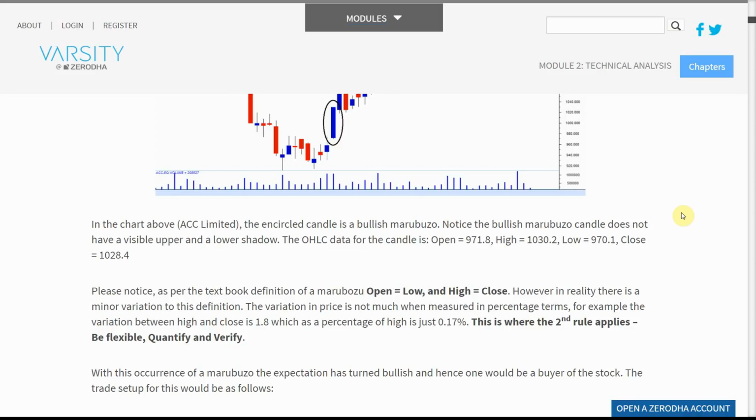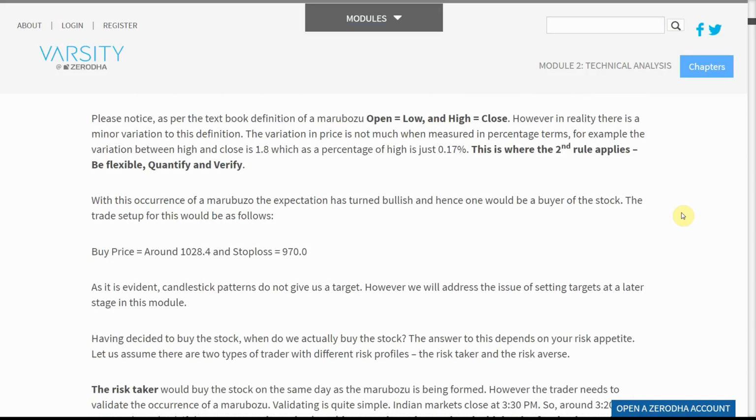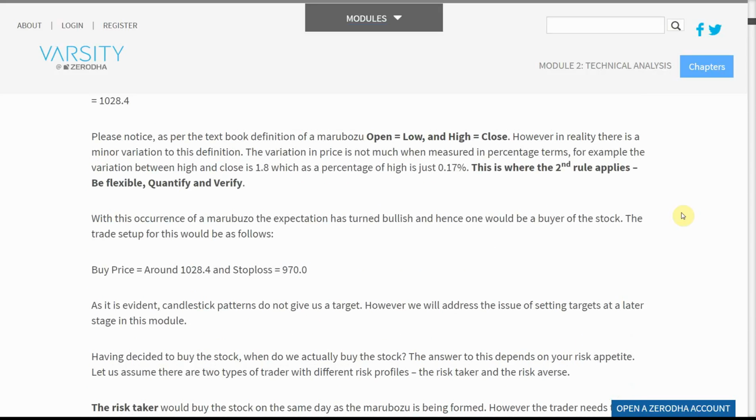However, in reality there is a minor variation to this definition. The variation in price is not much when measured in percentage terms. For example, the variation between high and close is 1.8, which as a percentage of high is just 0.17%. This is where the second rule applies: be flexible, quantify and verify. With this occurrence of a Marui BOSU, the expectation has turned bullish and hence one would be a buyer of the stock. The trade setup for this would be as follows. Buy price equals around 1028.4 and stop loss equals 970.0.